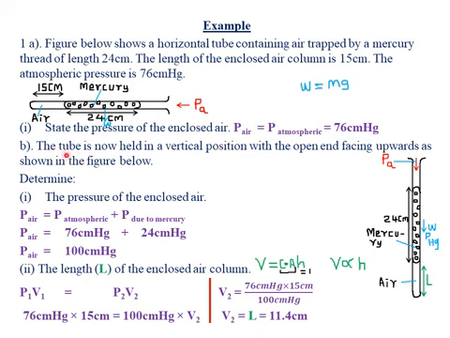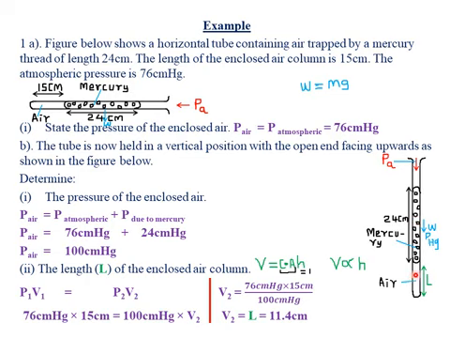Then in part B, we are told that the tube is now held in a vertical position with the open end facing upwards as shown in the figure below. So, determine the pressure of the enclosed air. Now remember, when the tube is laid vertically, the mercury will actually exert pressure on this particular air, because the pressure due to mercury is the pressure due to the weight of the mercury. And because weight depends on gravity and gravity acts downwards, when the tube is vertical, this mercury will exert pressure on this air.